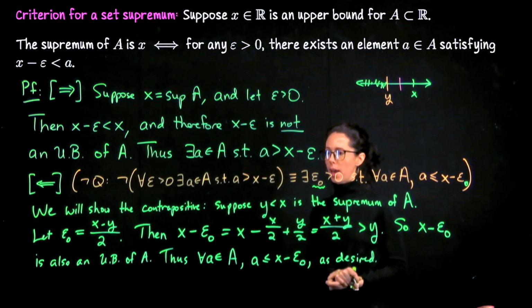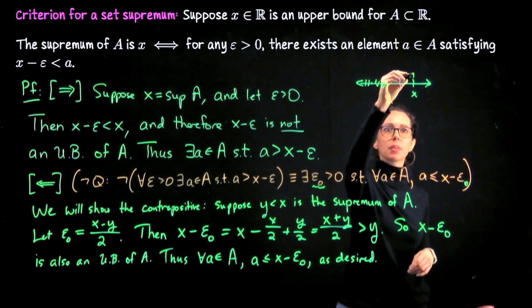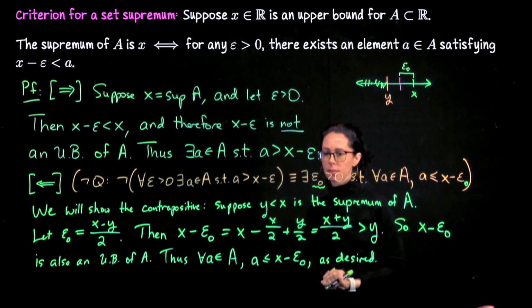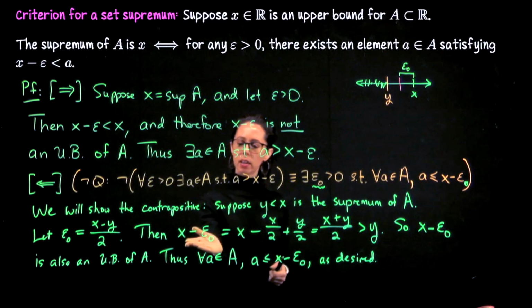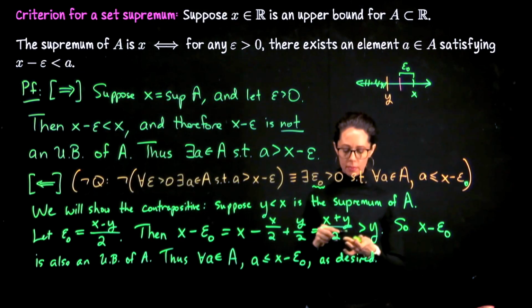Okay, so if x is not the supremum of A, then we can design an epsilon. So really here is the epsilon that we designed. It's the width that I just highlighted. We can design that choice of epsilon so that when we take it off of x, we end up with a number which is also an upper bound.